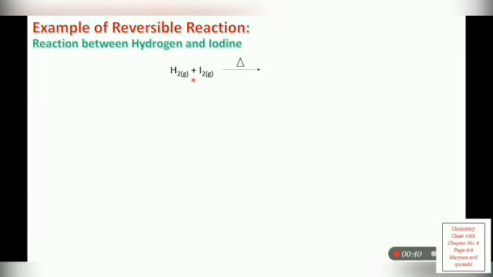Now consider this example. This example is given in your self-assessment exercise. I'll help you to solve this example. This is the reaction between hydrogen and iodine for the formation of hydrogen iodide. You have to write the forward reaction. So simple. You just have to write hydrogen and iodine, and you have to write a single-headed arrow. And then you have to write hydrogen iodide, and this reaction will be a forward reaction, which means hydrogen and iodine are going to convert into hydrogen iodide.